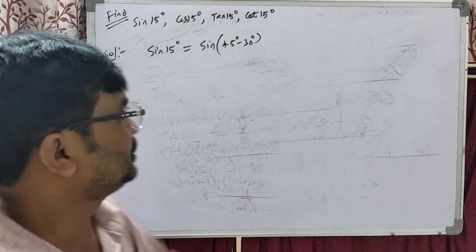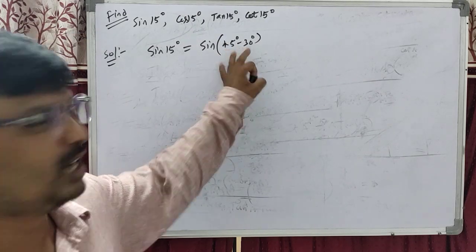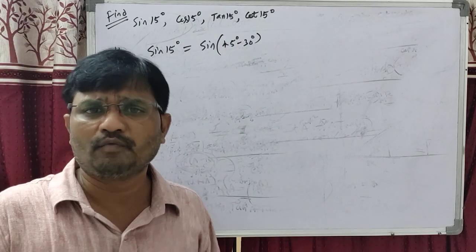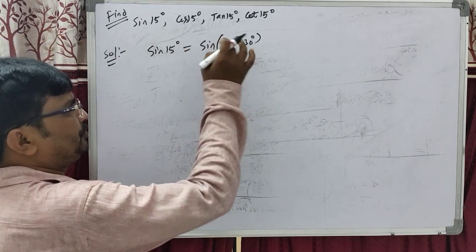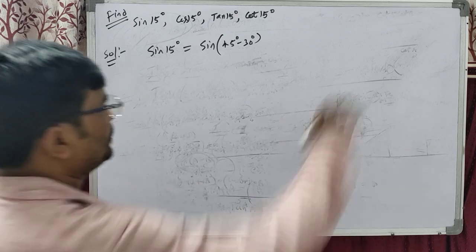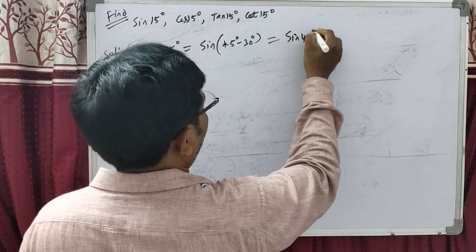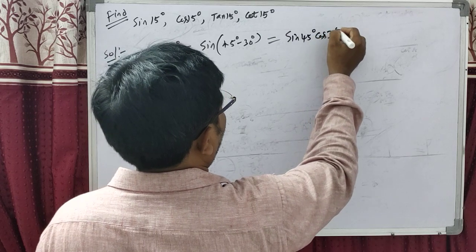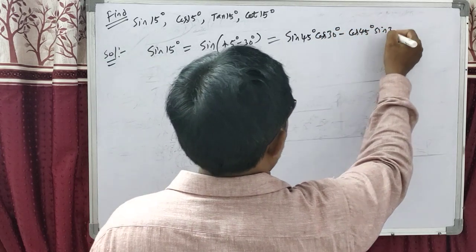Why are we taking these two angles' difference? The difference of the two angles, we have to know the values of 45 and 30. That is the reason we take 15 as 45 minus 30. Dear students, what is the form of sin A minus B? Sin A cos B minus cos A sin B, so sin 45 cos 30 minus cos 45 sin 30.